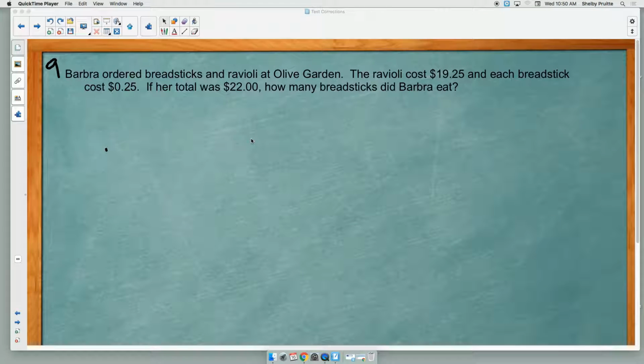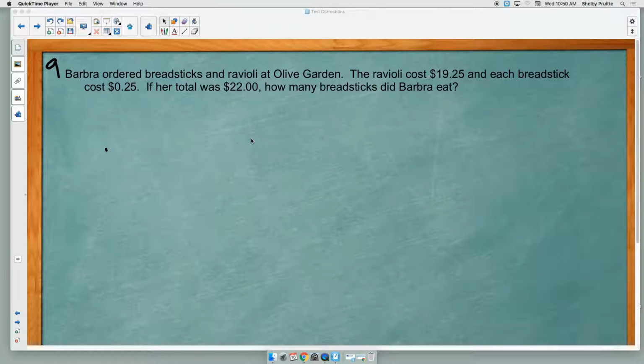Here is an example problem for number 9 from your test. It says Barbara ordered breadsticks and ravioli at the Olive Garden. The ravioli cost $19.25 and each breadstick cost 25 cents. If her total is $22, how many breadsticks does Barbara eat?